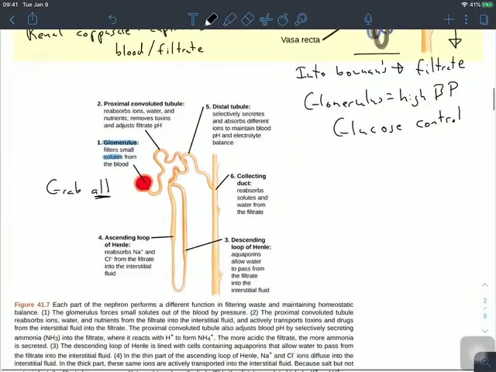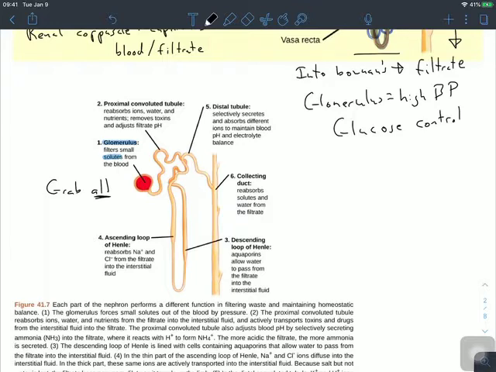Both the good and the bad. You throw the baby out with the bathwater, then you go out to where you threw things out and grab the baby to bring them back in. That's the basic idea behind the nephron. Everything leaves, then you go back and you pick up what you want.